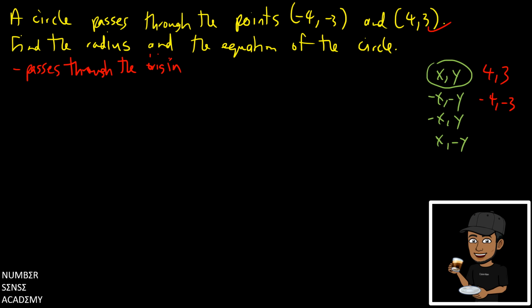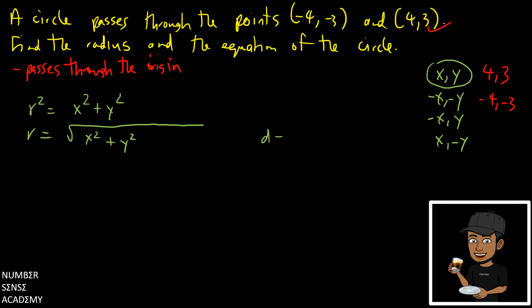So let's find the radius. The radius we know is r squared equals x squared plus y squared, which means that r is equal to the square root of x squared plus y squared. And you should recognize this formula. This is the distance formula.